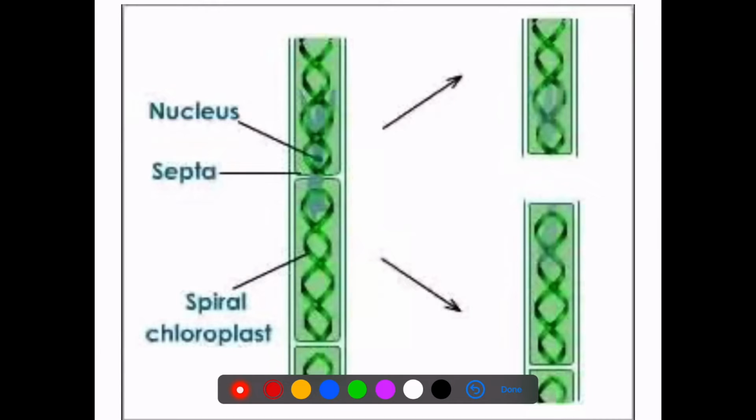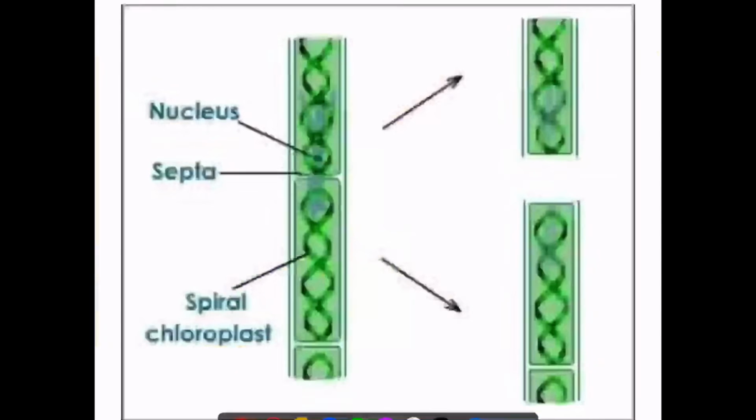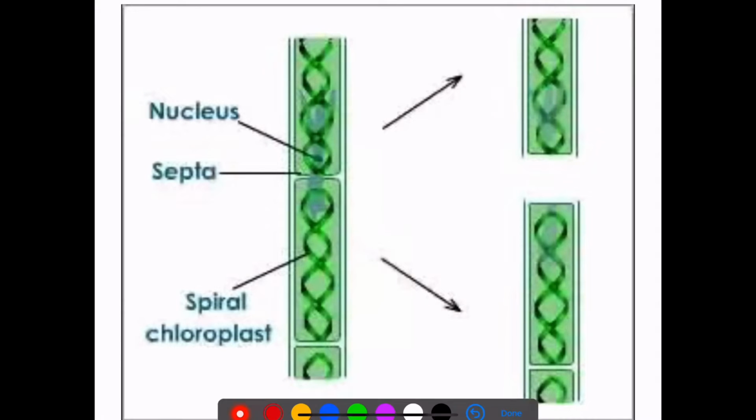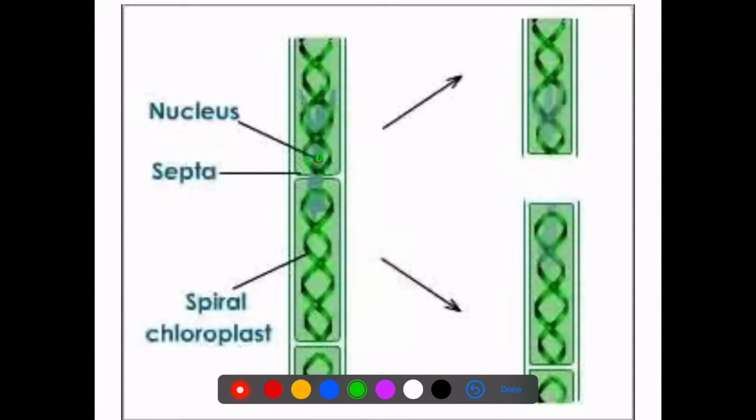So here you can draw this diagram in your exams also. Here is the nucleus, I will mark it with the red marker. And this one is the spiral chloroplast. Don't confuse that this is our DNA. No, in Spirogyra, this is the spiral chloroplast. And here you can see that the wall is not continuous, right? We have little partitions, and these are called septa.